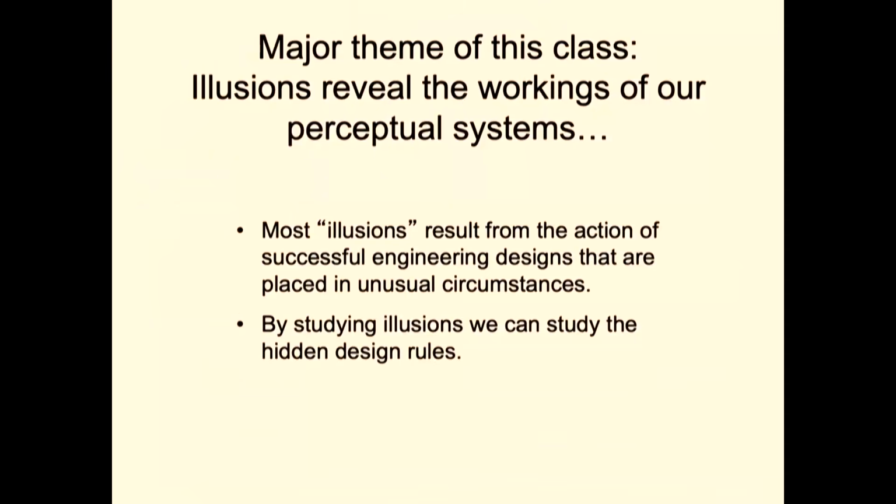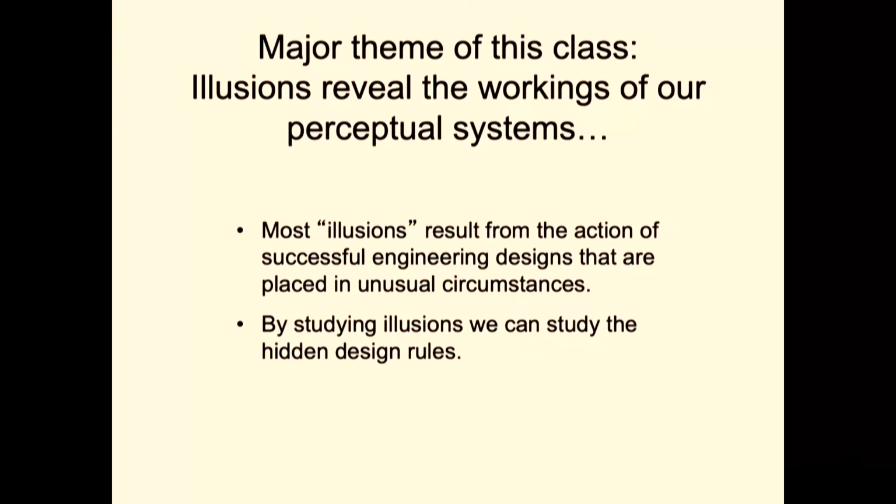All right, so one of the major themes of this class is that illusions reveal the workings of our perceptual systems. So we call illusions illusions because, from a certain perspective, they're an example of the visual system getting things wrong. So we have these two stimuli that are physically identical, but they look different. But we actually think that these illusions result from the action of successful engineering designs that we place in unusual circumstances, right? So by studying illusions, we can study the hidden design rules underlying those engineering designs.